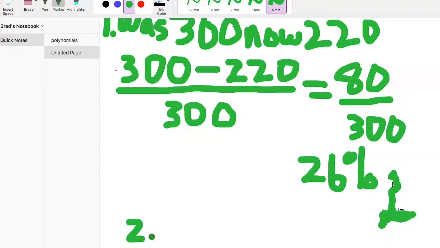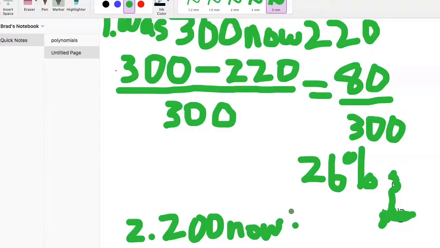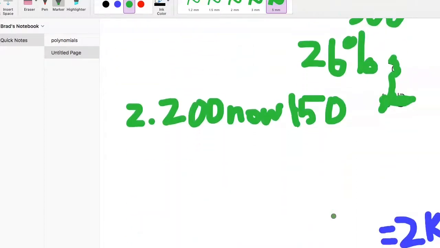Do one more of these. Again, same exact formula. On this one, it's going to say was 200, now let's say it's 150. So the price for something was $200, now it's 150. Or it could just as easily be it was $200,000 and now it's $150,000. It's going to be the same percent discount.